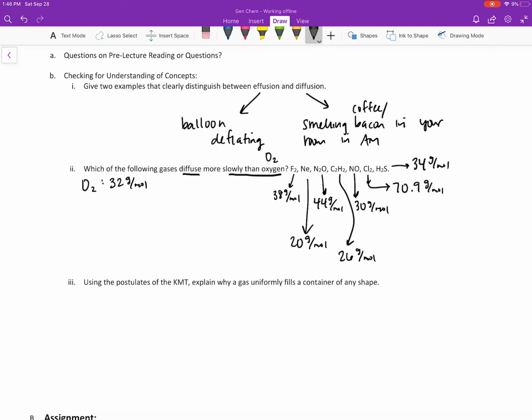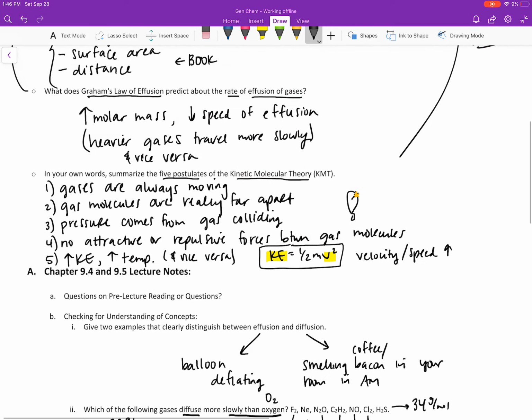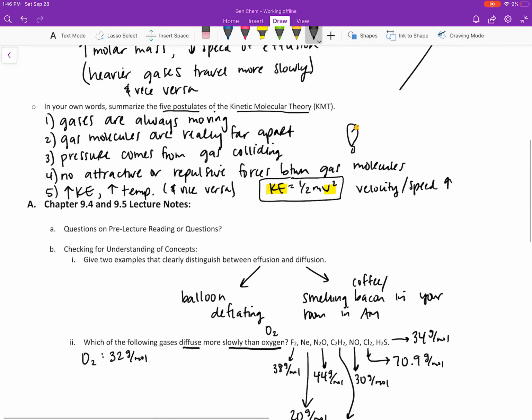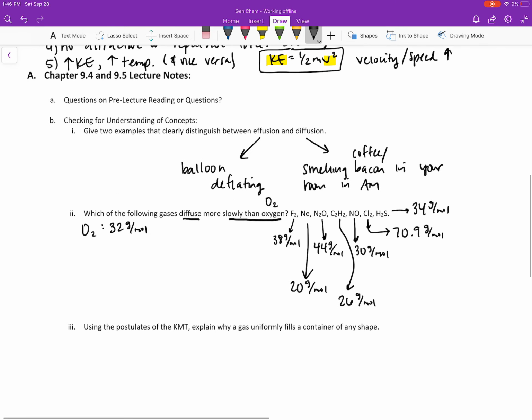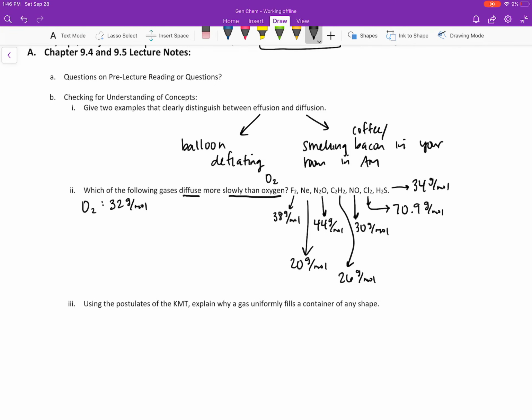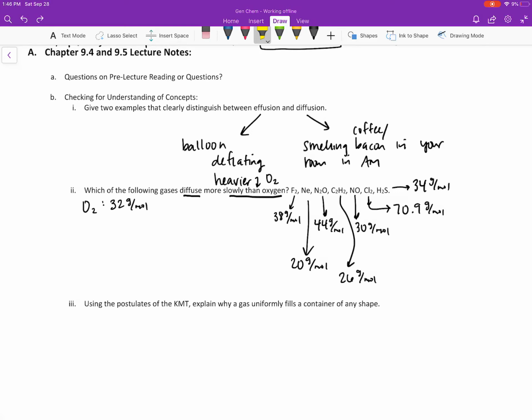So now what I have to think about is what I said before about diffusion as it related to Graham's law. Okay, that's why we defined that earlier. So Graham's law predicts that as the molar mass increases, the speed of effusion will decrease. And it also is true about diffusion. The things that are lighter will go faster. The things that are heavier will go slower. So in this case, I need to find things that are heavier than oxygen. I want to, darn it, sorry, highlight. If I want to find things that will diffuse slower than oxygen, they need to be heavier than oxygen.